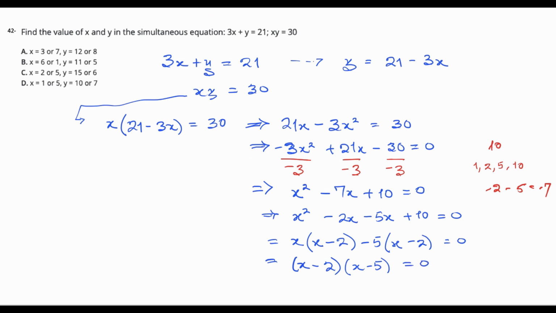So in this case, if you have that a times b equals 0, then you know that, because anything multiplied by 0 is equal to 0, either a is equal to 0 or b is equal to 0. So if we apply the same thing here, we'll know that either x minus 2 is equal to 0 or x minus 5 is equal to 0.